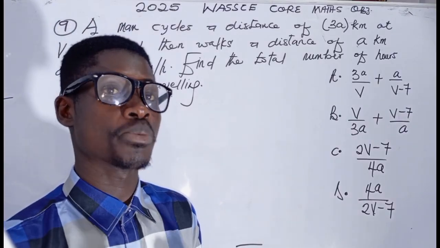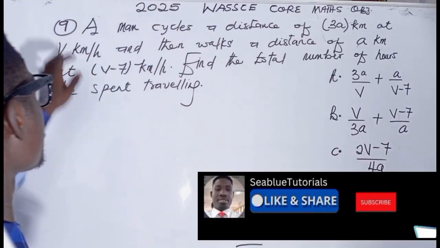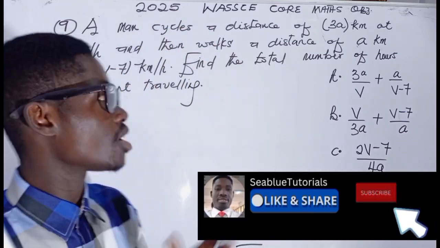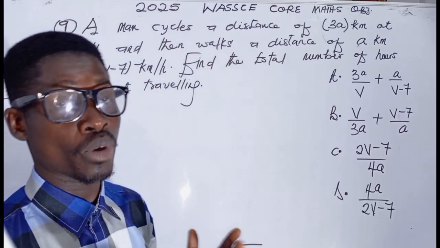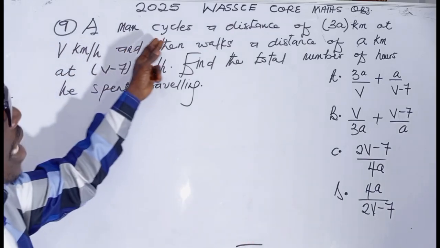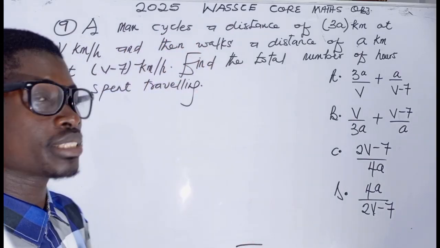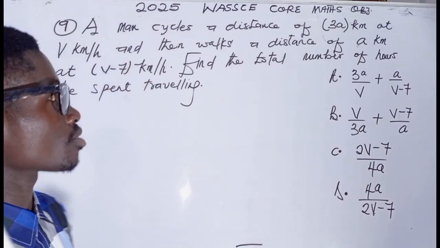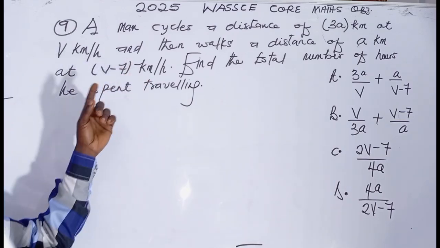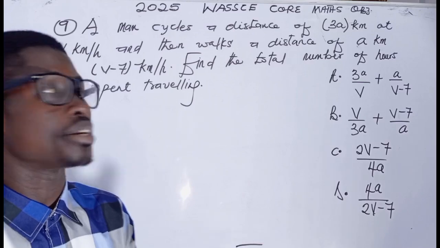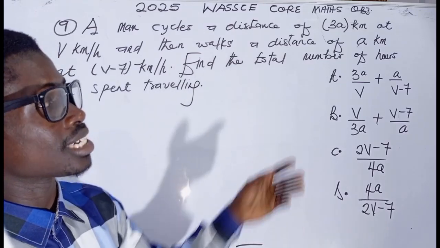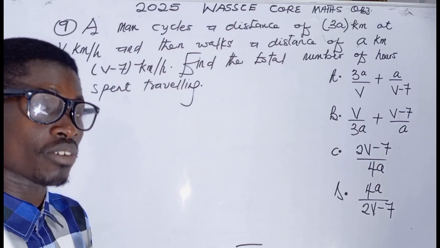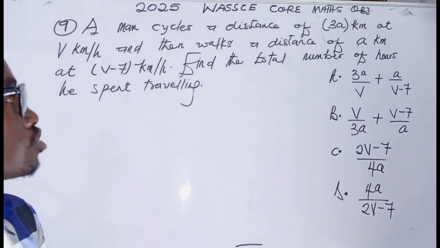So in this very lesson, we want to look at question number 9 of the 2025 WASSCE core maths objective questions. Question number 9. What does it say? A man cycles a distance of 3a kilometers at v kilometers per hour and then walks a distance of a kilometers at v minus 7 kilometers per hour. We want to find the total number of hours he spent traveling.